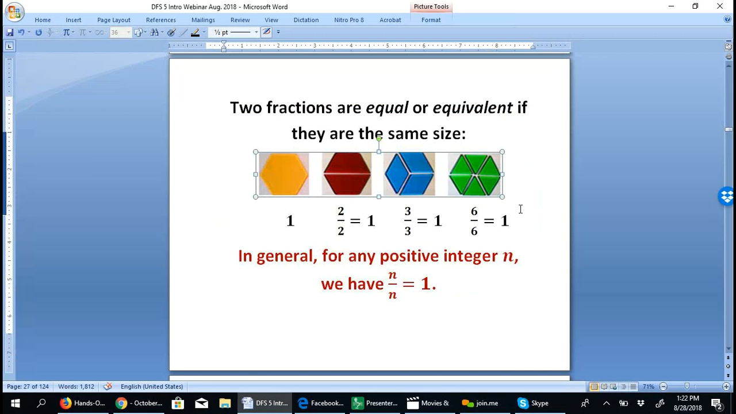One other thing we should touch upon before we get started. Two fractions are equal or equivalent if they are the same size. So we see here that 2/2 is a whole, 3/3 is a whole, 6/6 is a whole. So the students need to know that for any positive integer n, n over n is 1. 5/5 is a whole, 10/10 is a whole. That's a critical piece of information that students need to learn as early as the 3rd grade.